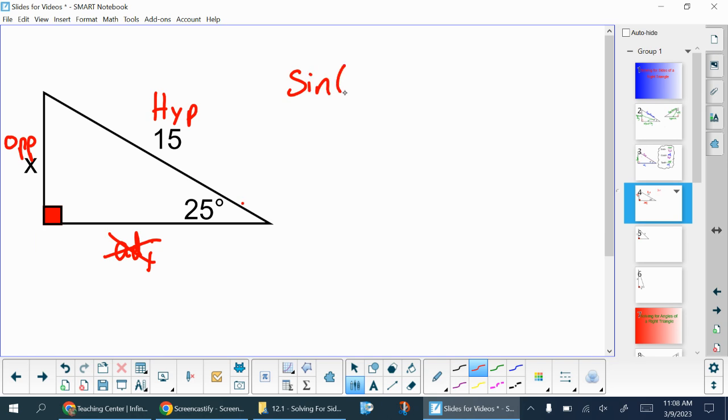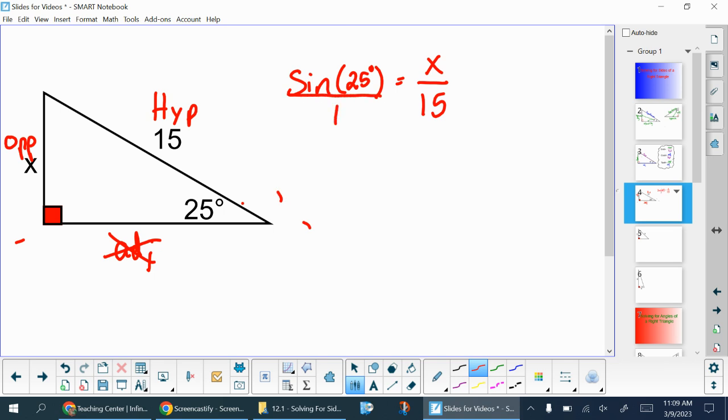So we're using sine. Our angle in this case that we're concerned about is 25 degrees. And since sine is opposite over hypotenuse, in this triangle it is x over 15. One way to think about this is it's just a proportion. Sine of 25 is the opposite over hypotenuse of a triangle, and this is the opposite over hypotenuse in this triangle, and they are equal to each other.